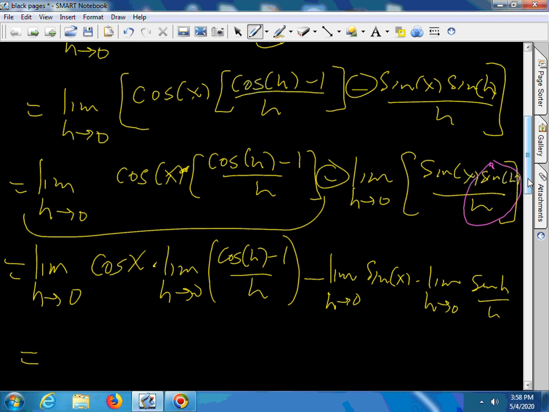Now, as h goes to 0, x doesn't care. That is, cosine of x stays cosine of x, times this limit. Well, we derived that one, and that's 0.